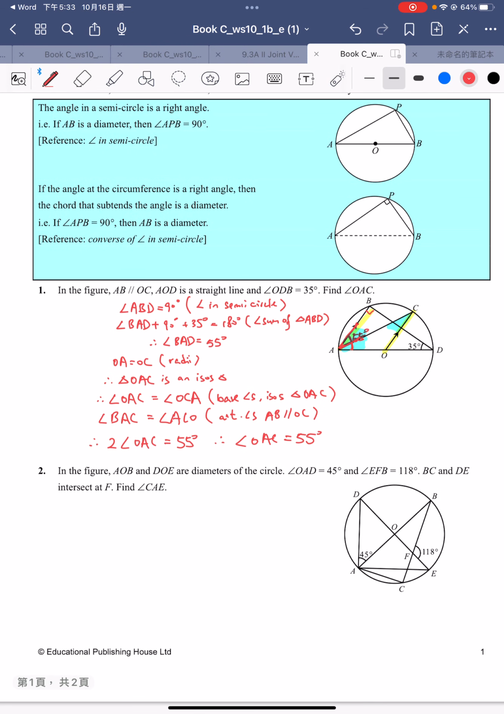So in question 2, how can we do it? First of all, we have AOB and ODE as the diameters of the circles. When the question says it's a diameter, it means that we can probably find 90 degrees in the semicircle. So let's find it out first.